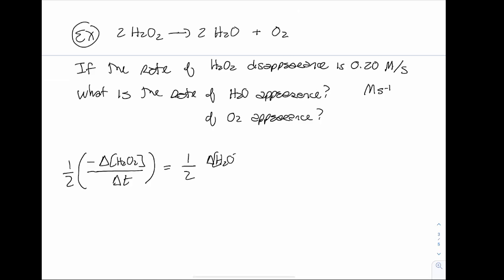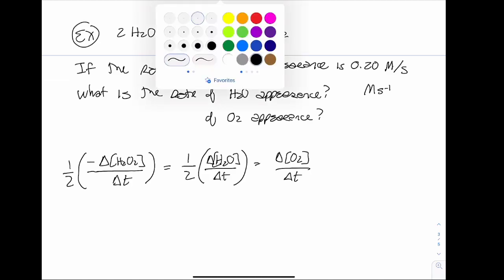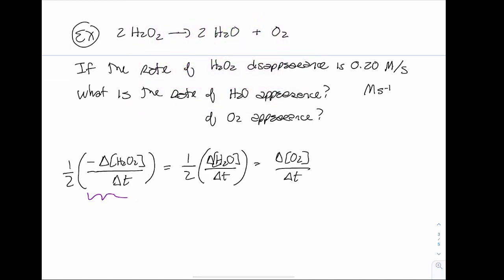my change in water concentration over my change in time, which was equal to my change, I guess those should be parentheses, not brackets, my change in oxygen concentration over change in time. This time my coefficient was 1, so 1/1 if you wanted a fraction in front of it. The reason I'm writing it with the 1/2 instead of the 2 on the bottom is that when I'm looking at the rate of hydrogen peroxide, it's only this part in the middle. This is the rate for hydrogen peroxide.